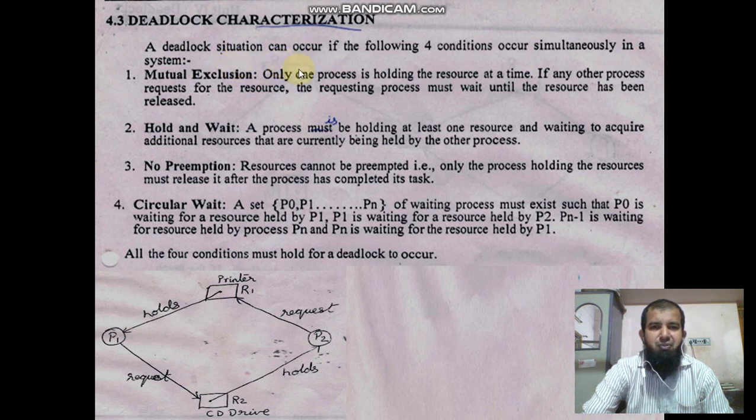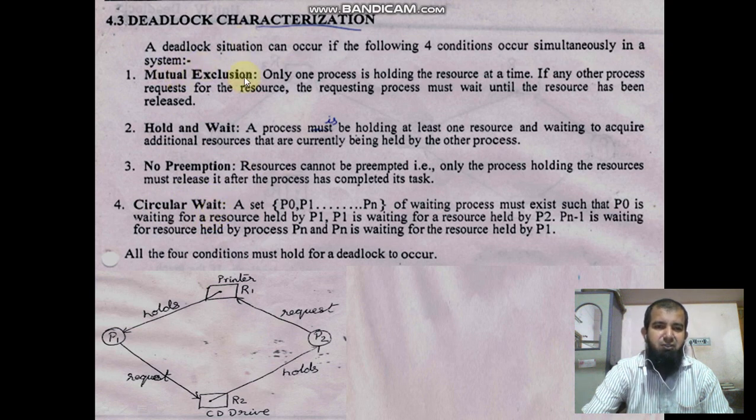A deadlock situation can occur if the following four conditions occur simultaneously in a system. When these four conditions occur, then deadlock occurs. First one, mutual exclusion. Second, hold and wait. Third, no preemption. Fourth one is circular wait.